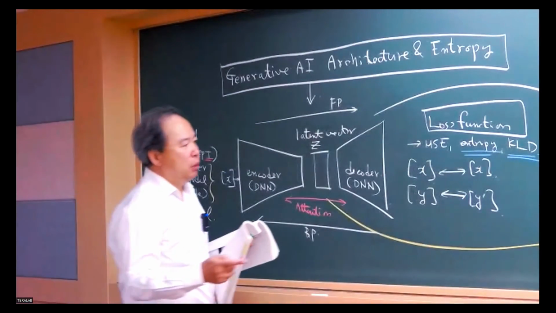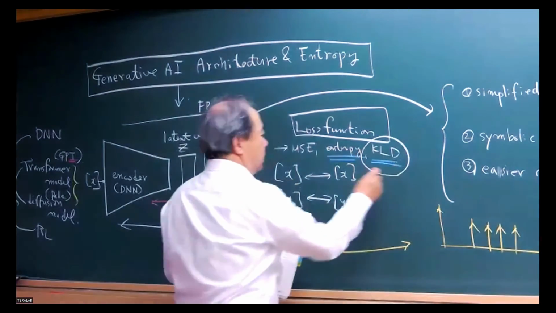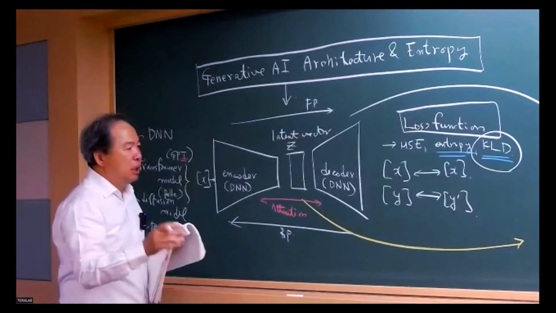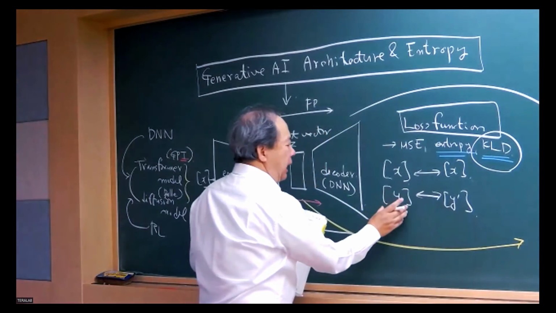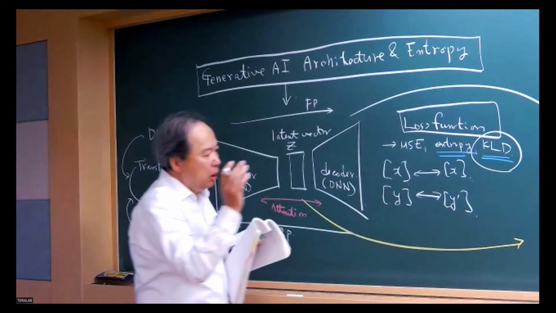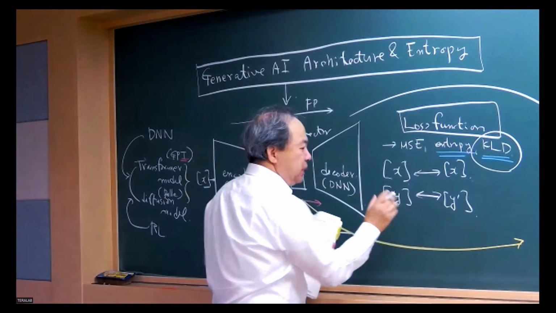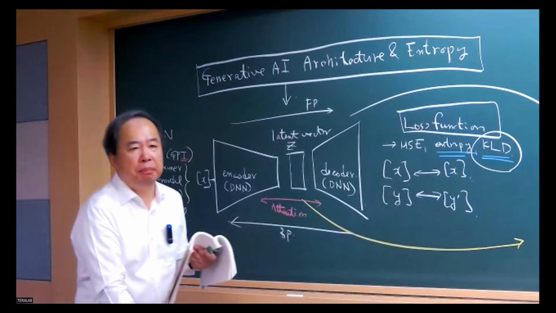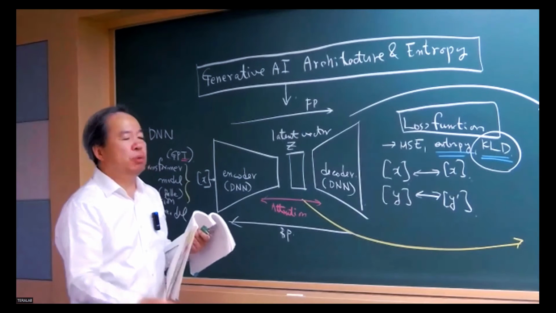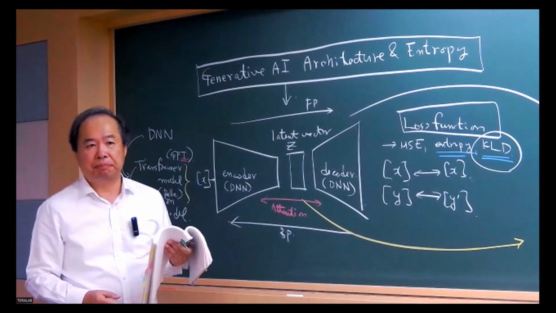In some cases, we are using KL divergence. KL divergence means the difference between the reference entropy and your entropy. If your reference entropy and your entropy are very similar to each other, then it's good training. In those cases, we are using KL divergence.